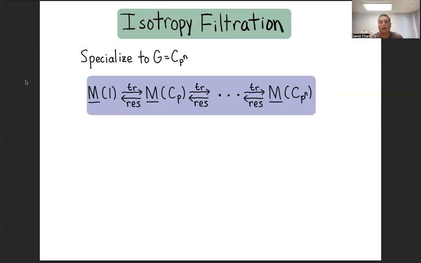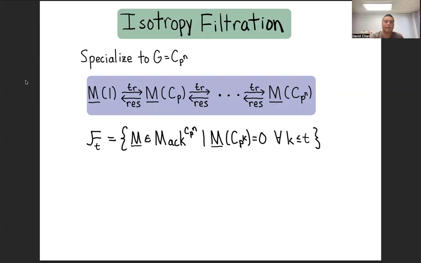And really at every level, at the far left, there should be an action by the group C_{p^n}. In the second slot, M of C_p, there should be an action by C_{p^n} mod C_p, which is C_{p^{n-1}}. And these actions continue to move to the right. All the way at the right, it's just an abelian group. And I'm going to define a filtration on the category of things which look like this.